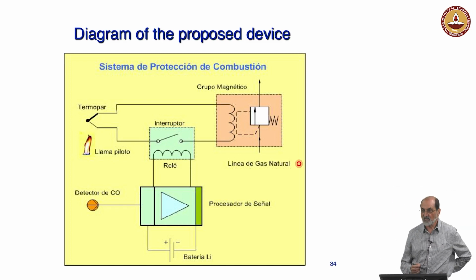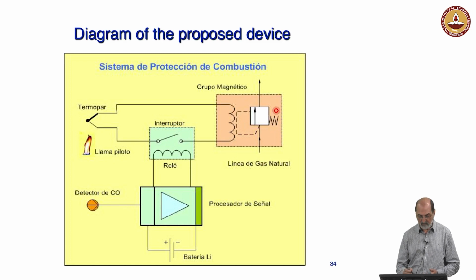and it can be done in already built or constructed heaters. We open the line of the thermocouple and put there a relay, an interrupter relay, which is controlled by some electronics. It is quite simple, and it responds to the detector of carbon monoxide. So in that way, we don't have to introduce another valve because this is expensive. All we have to do is put here a relay which is controlled by the gas detector.